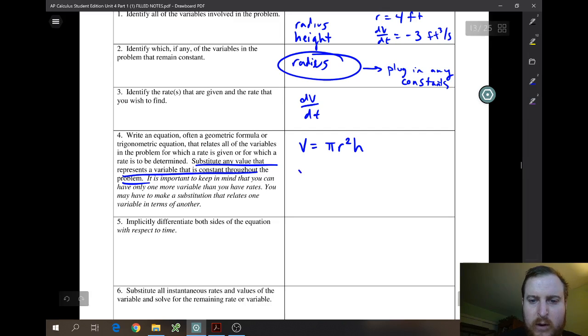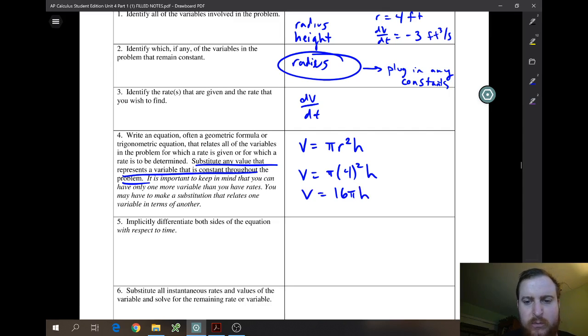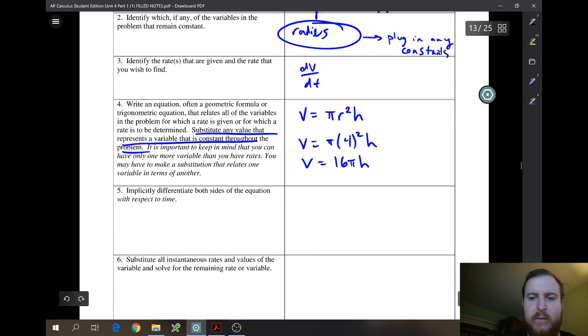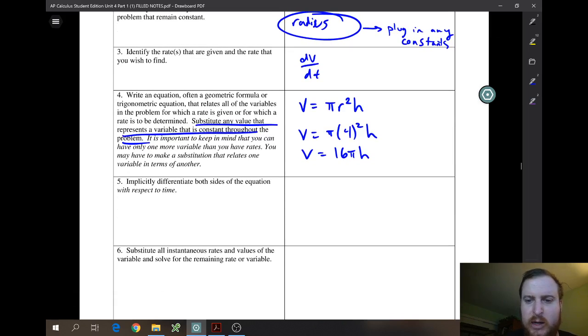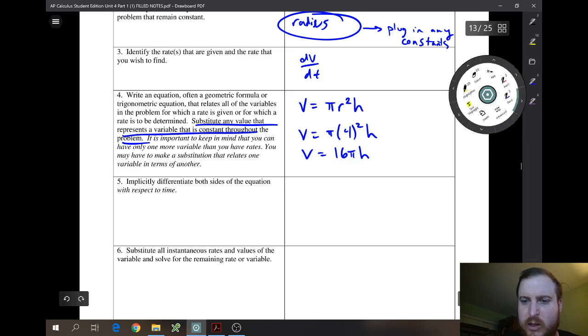So our V would be equal to pi times 4 squared h, which would become 16 pi h. Now, you can only plug in a constant. If the radius was changing, you cannot plug it in because it'll be a changing value. But when they're constant values, you can plug them in because remember the derivative of a constant is 0, it doesn't change. But the derivative of h is changing, so even if we knew what h was, we can't plug it in. So there's our formula that we're going to use to take the derivative of.